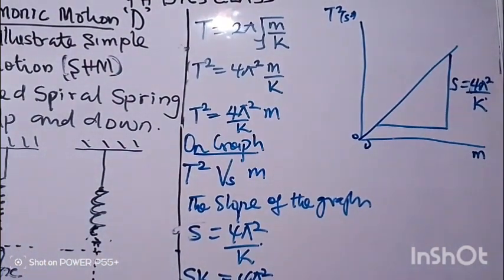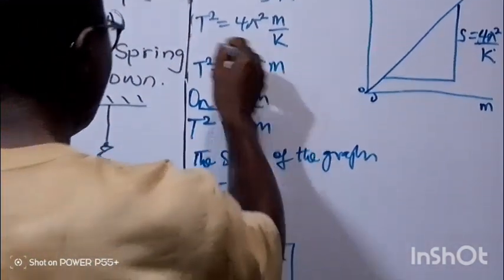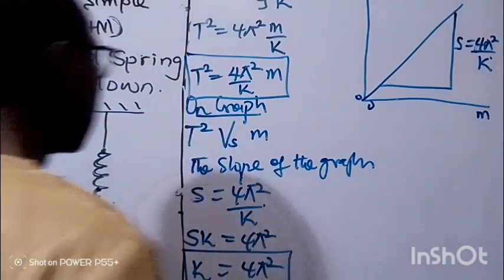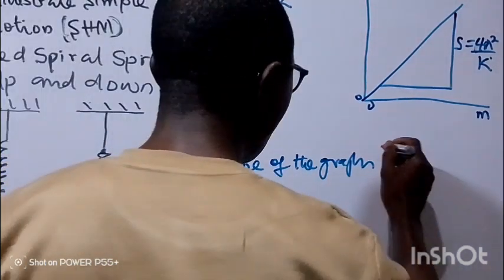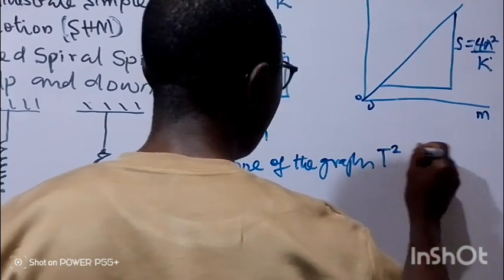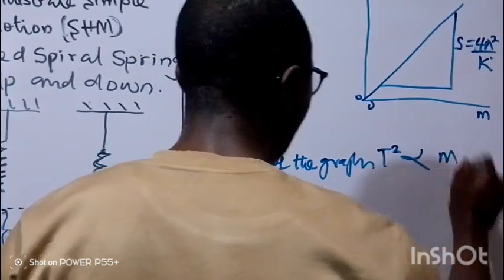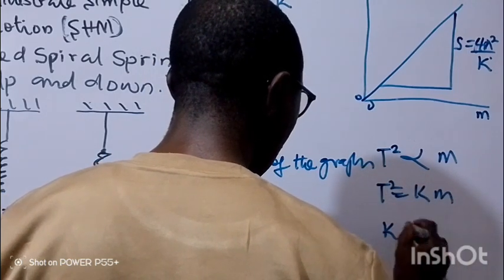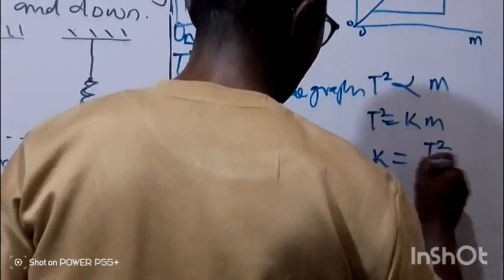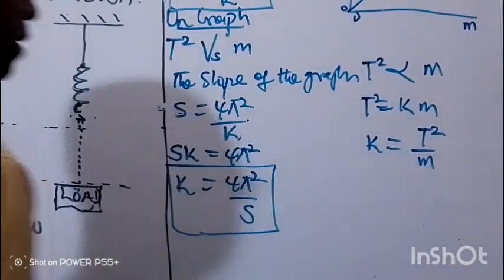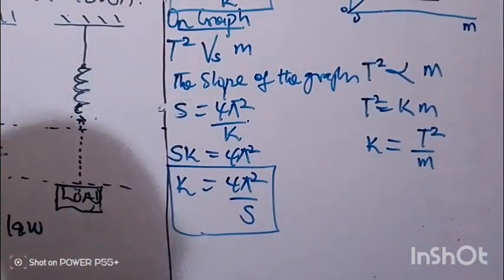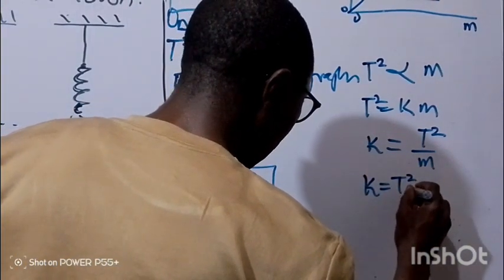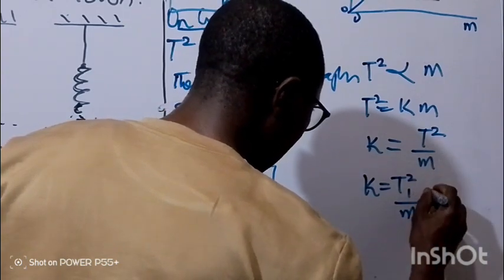Now, from this point, since we said 4 pi square over k is a constant, we can now say T square is directly proportional to m, where T squared will now be equal to a constant times m. So k will be equal to what? T squared over m. Now, depending on the number of times the experiment is performed, we can now have k will be equal to T1 squared over m1, that is the mass of the load.